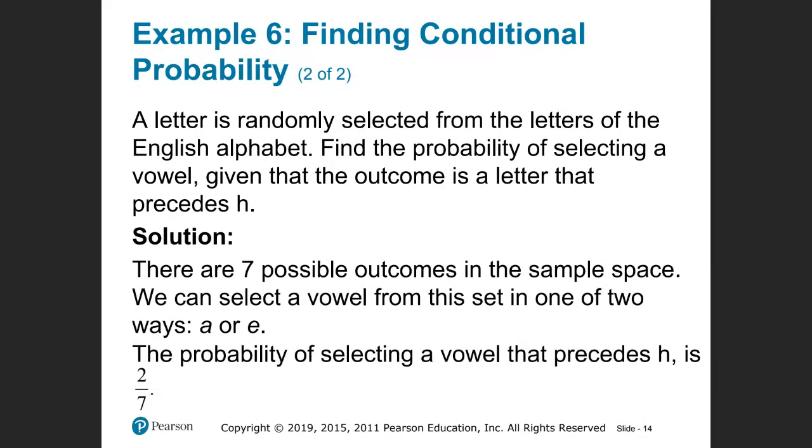We see that there are 7 possible outcomes in this sample space from the previous slide. We can select a vowel from this set in one of 2 ways. We can get an A or we can get an E. So the probability of selecting a vowel that precedes H is 2 over 7.